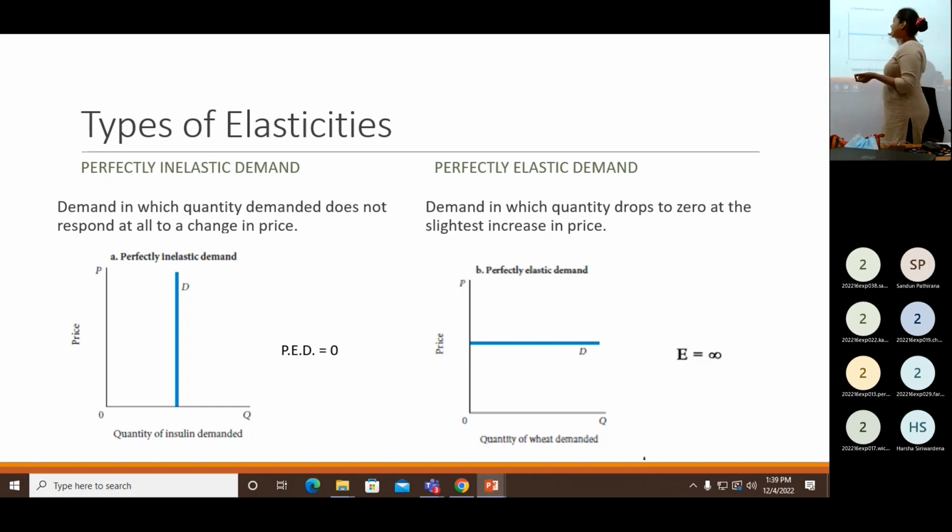So it's a horizontal line parallel to the quantity axis, right? It could go to infinity. That's why it says infinity. It could go to infinity, or it could come to zero. Is that clear? Right? So that is the perfectly elastic demand. Any questions on that? Do you have any questions?